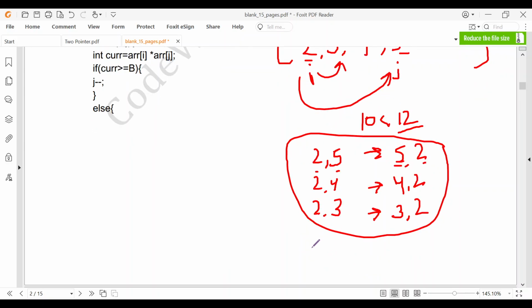This is what? 2 and 2. If 2 and 5 is a valid pair, then 2 and 2 should also be a valid pair. And the opposite of this is what? Again 2 and 2 only. This opposite is also again 2 and 2 only.